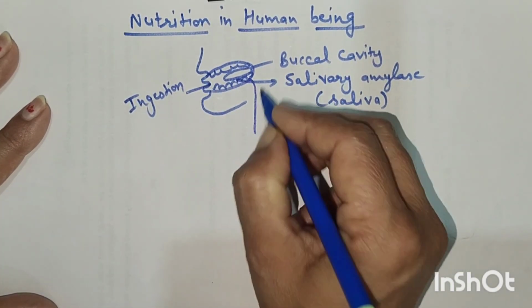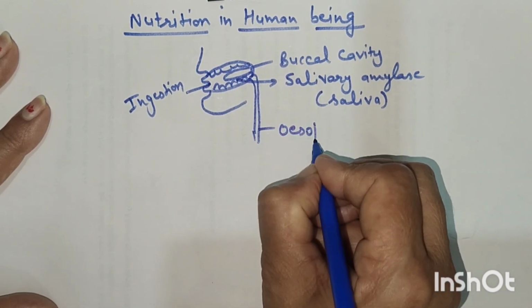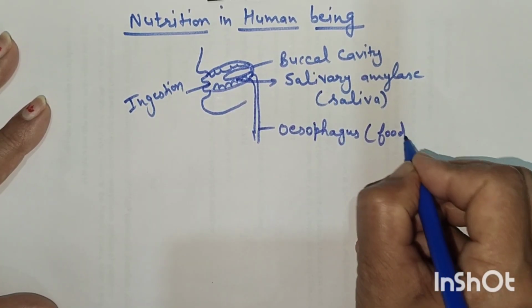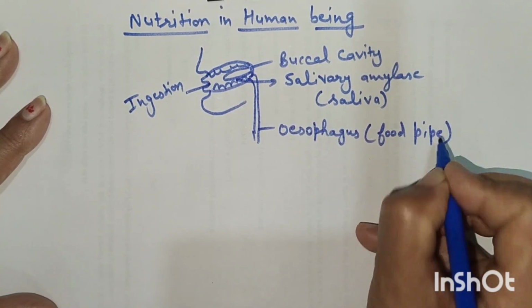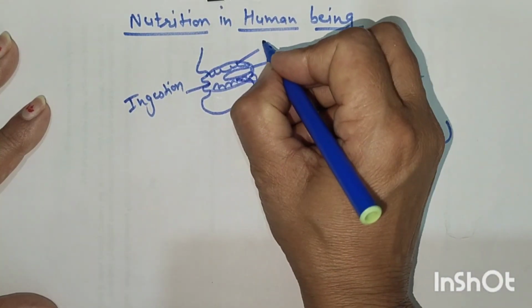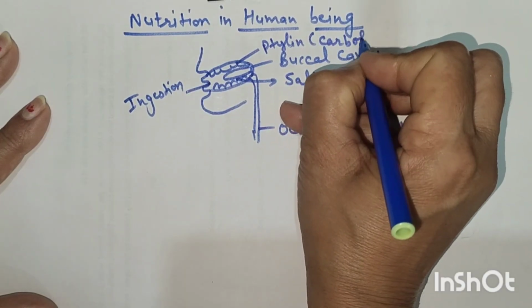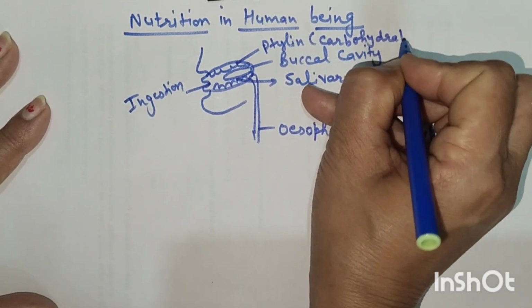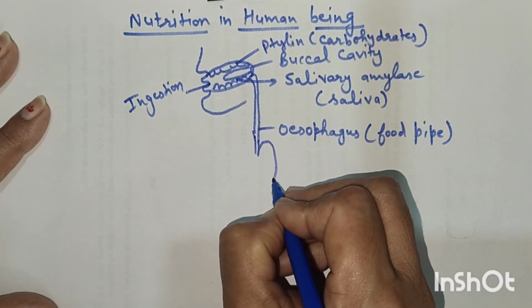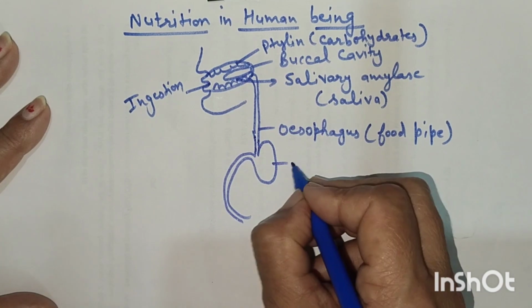Now the food passes through the esophagus or food pipe. Here no digestion takes place, but in the buccal cavity there is an enzyme ptyalin which helps in the digestion of carbohydrates. Now food enters into the stomach. It is a J-shaped stomach.